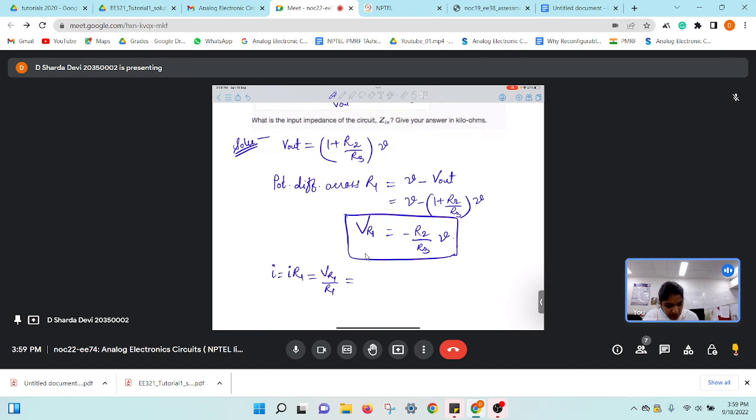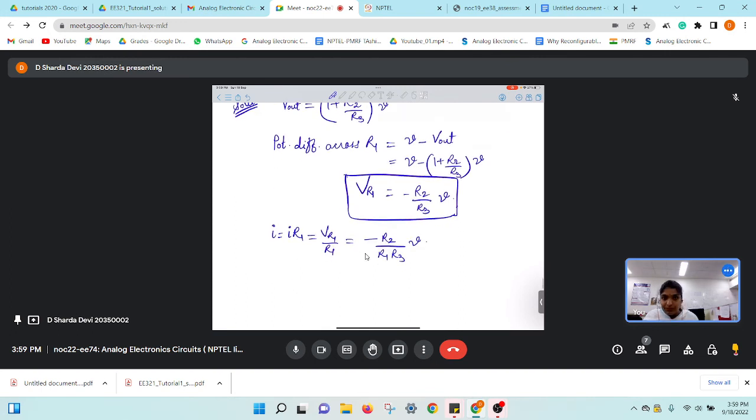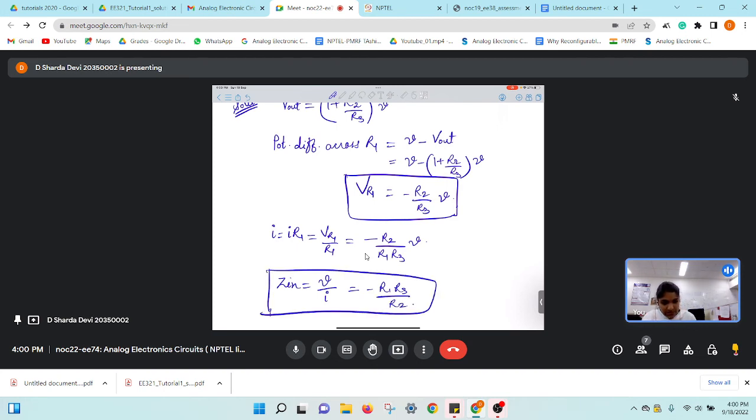So your I R1 will be how much? R2 by R1 R3 into small v, right? And your Zn is how much? Small v by small i, right? So this will simply be minus R1 R3 by R2. Got it?